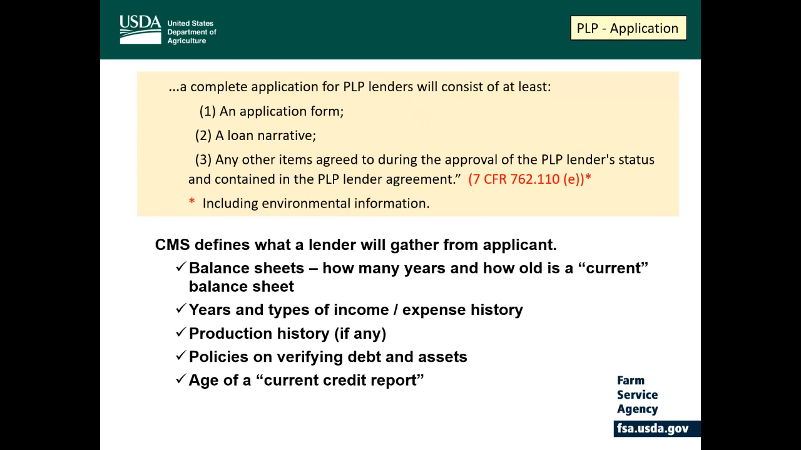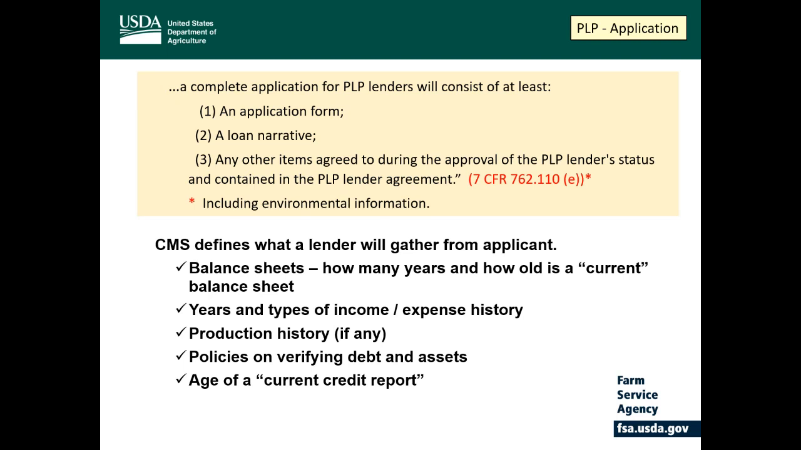What are the years and types of income and expense history? Do you use their own? Do you require tax returns, et cetera? How far back? For what categories of loans? And it's going to list in there. If it's a small loan, you probably gather less.